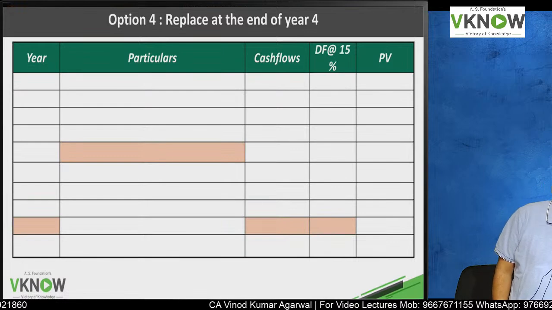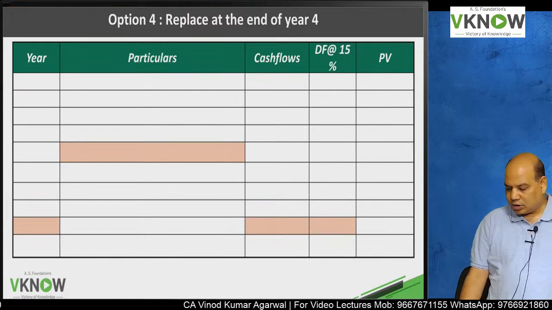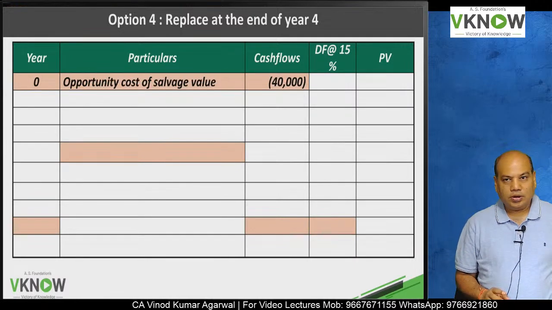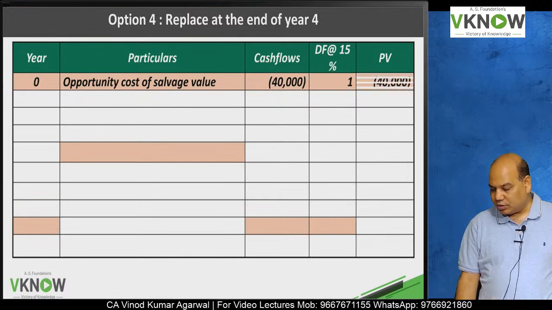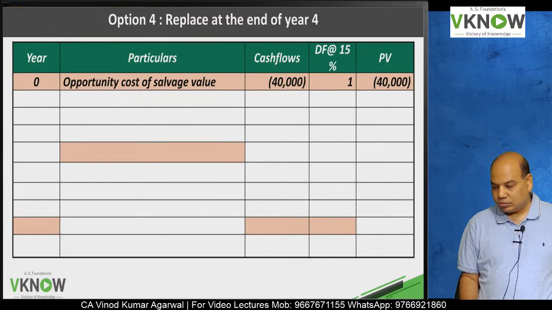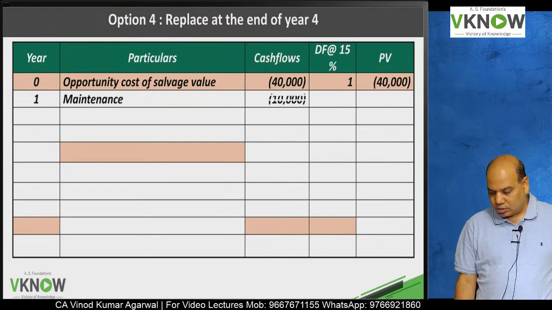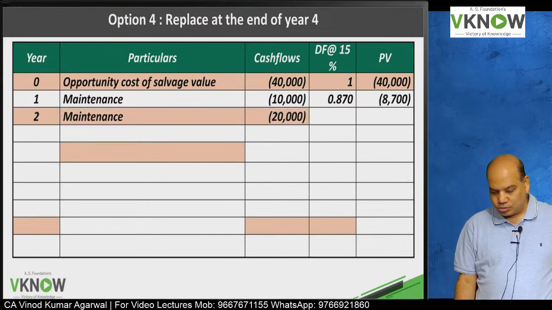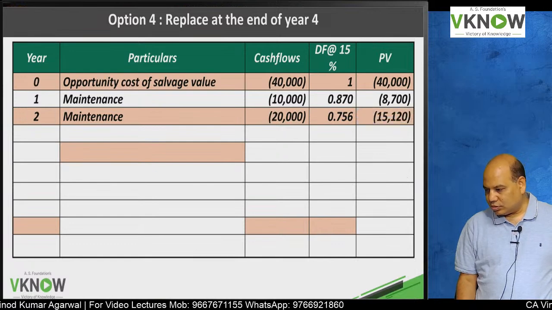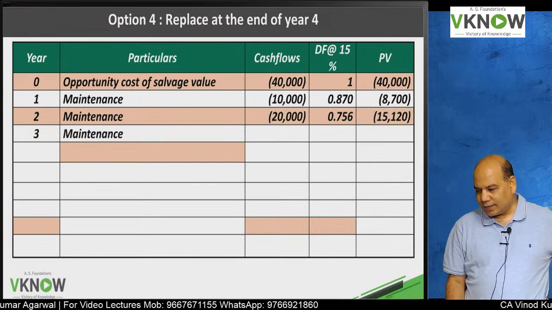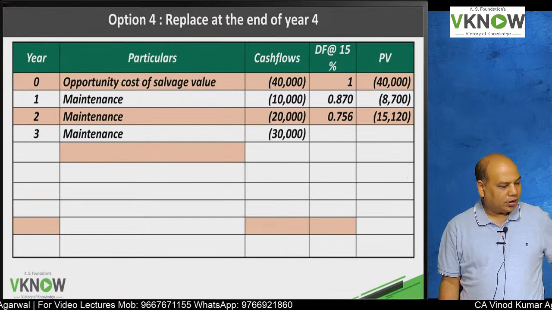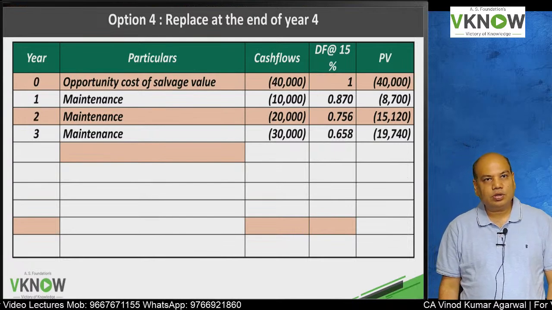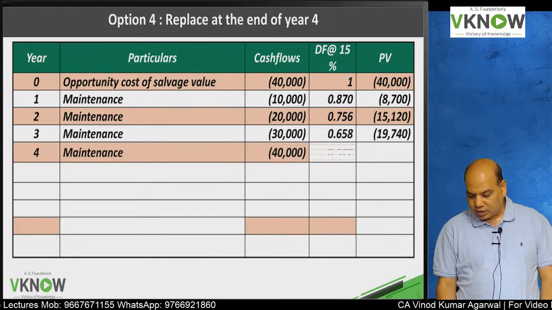Replace at the end of year 4. Under that, write down the format first. Year 0: opportunity cost of salvage value 40,000. Year 1: maintenance 10,000. Year 2: maintenance 20,000. Year 3: maintenance 30,000. Write present value also, and year 4: maintenance 40,000.